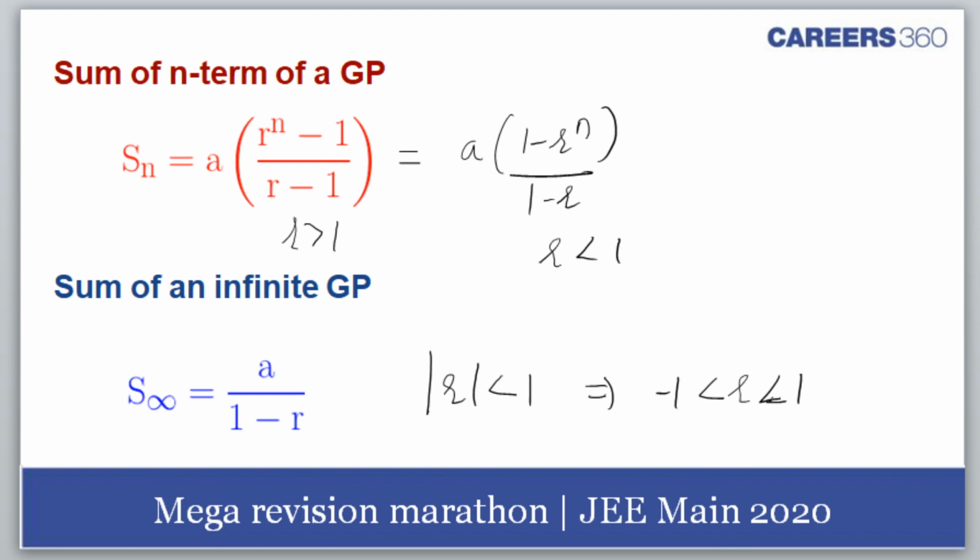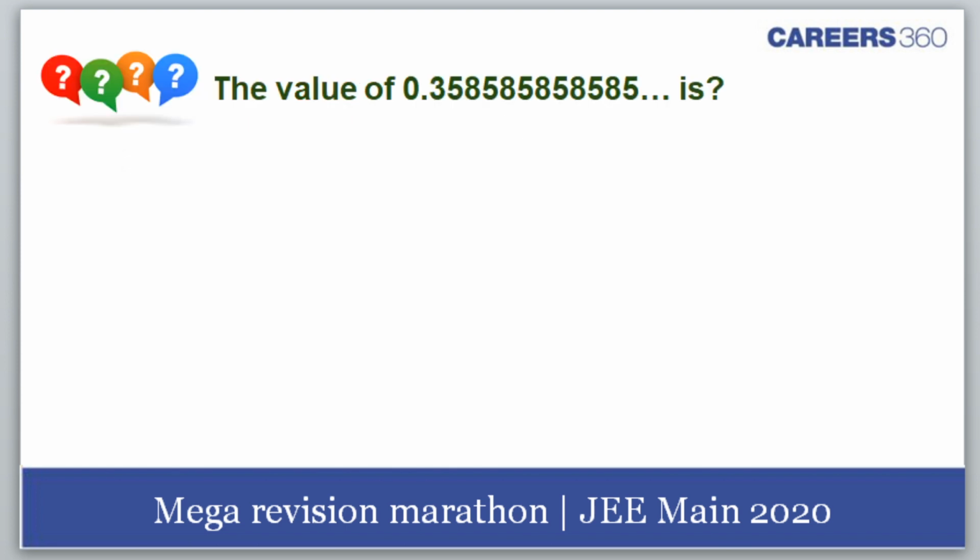Then, the value of 0.3585 recurring, can you find it, students? What's the value of this? One way, which you have learned quite earlier in your life, is to multiply it by 10 or 1000 or 10,000 and then subtract it. That way I don't want to go.